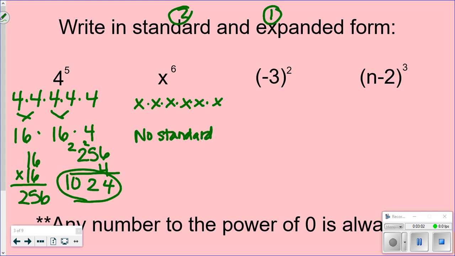Okay, now here, this is a little different. This has -3 with an exponent of 2. Notice that the parentheses are out, or notice that the exponent is outside. So that's saying I'm going to take -3 times -3. And I know that's my expanded form. And then my standard form would be +9, because -3 times -3 would be 9. Okay, the next one over here, we're going to take this whole group, because it's taking that whole group to the power of 3. So this is what it would look like.